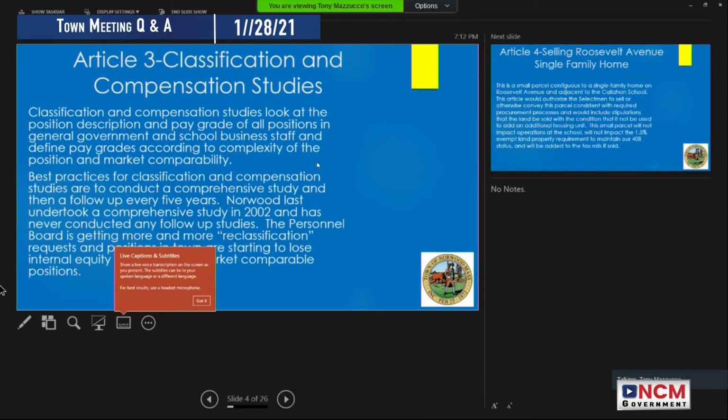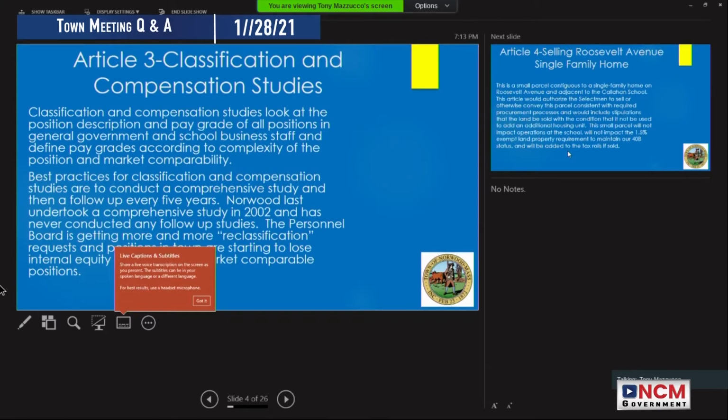All right. Article 3 is a classification and compensation study. Classification and compensation studies look at position descriptions and pay grades of positions in general government, in the school, business staff, and they define pay grades according to complexity of the job and market comparability. Most organizations do some sort of a market study every couple of years. Accounting firms, for example, are always looking at what entry-level associates are making. So this is the local government equivalent of that.